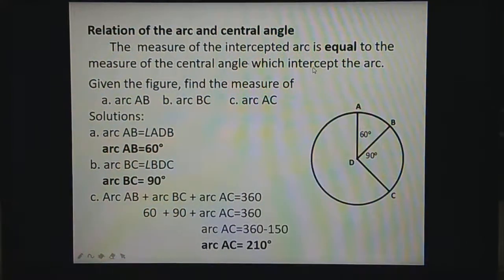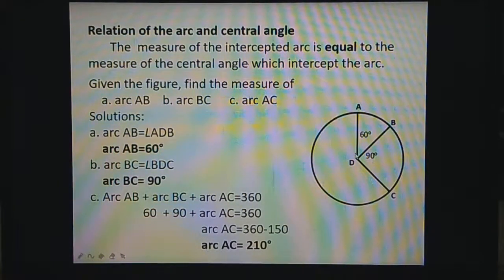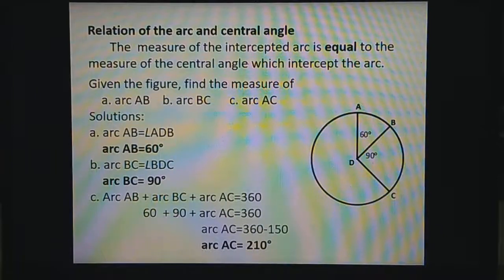Again, ulitin ko ha. Central angle is equal to the measure of its intercepted arc. Or baliktarin mo man, the measure of the intercepted arc is equal to the measure of the central angle which intercept the arc. Okay. Equal ha. Equal ang relation ng intercepted arc at central angle.